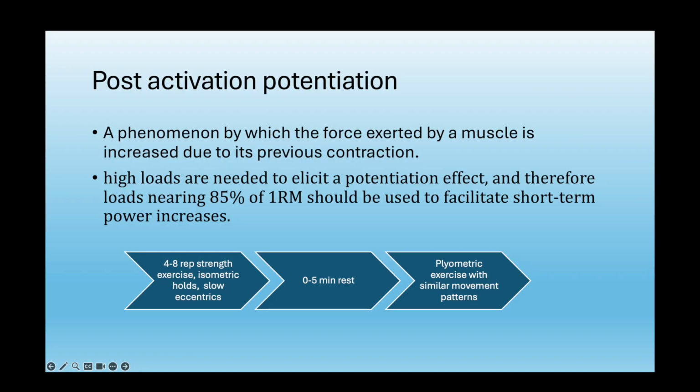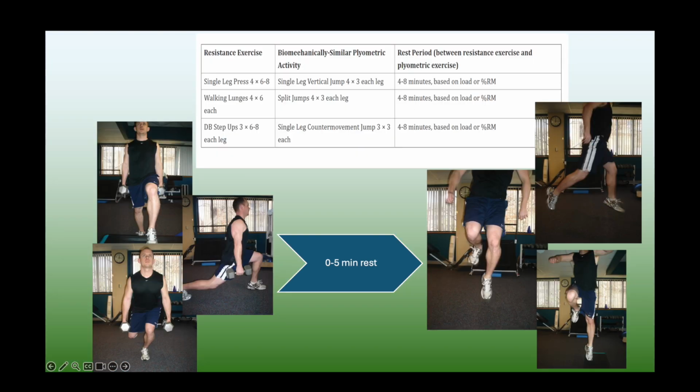One thing you can also do is something called post-activation potentiation. This is the phenomenon by which the force exerted by a muscle is increased due to its previous contraction, kind of like what I was talking about with the eccentric, which can increase that potentiation for the stretch shortening cycle. If you wanted to program this, you can do a 4 rep strength exercise, 85% of your 1 rep max. You can do an isometric hold or a slow eccentric, then rest 0 to 5 minutes, and then do a plyometric exercise with a similar movement pattern.